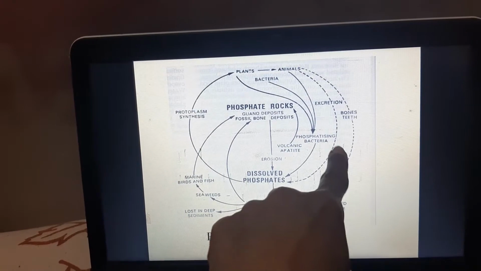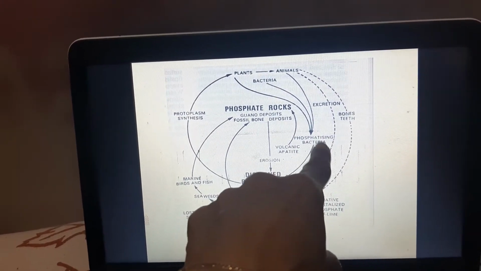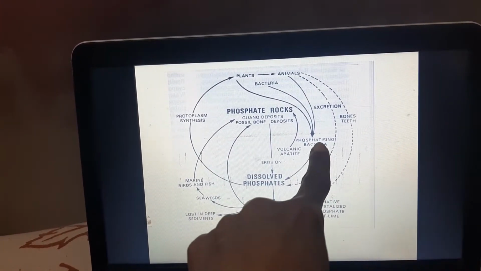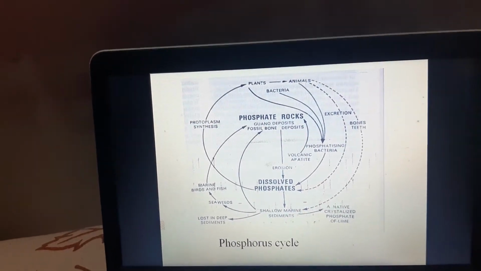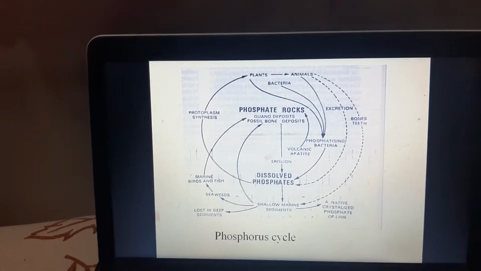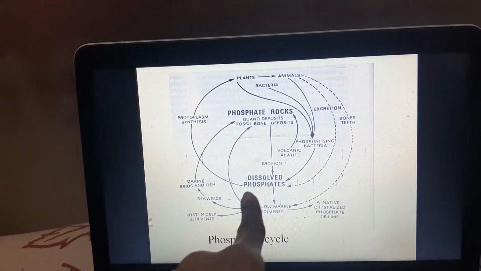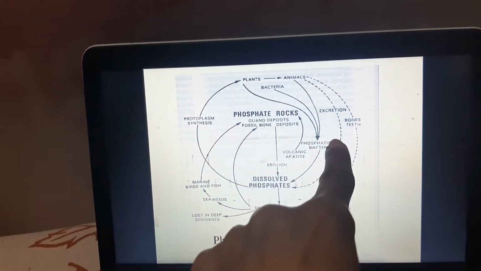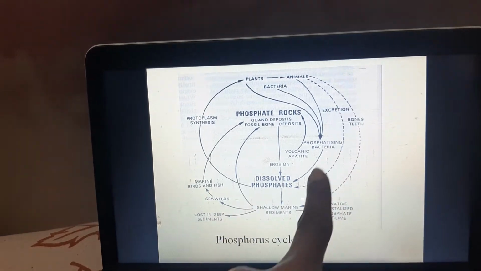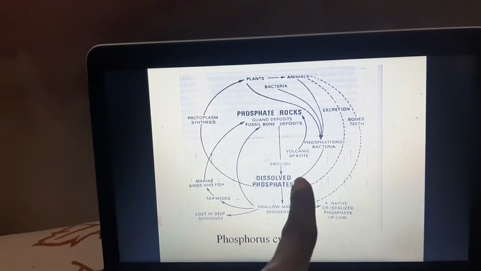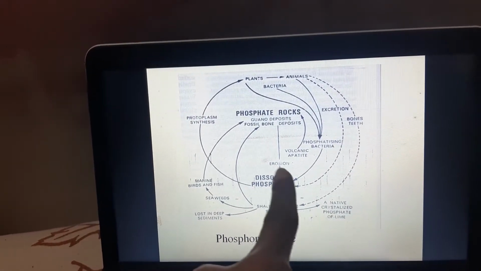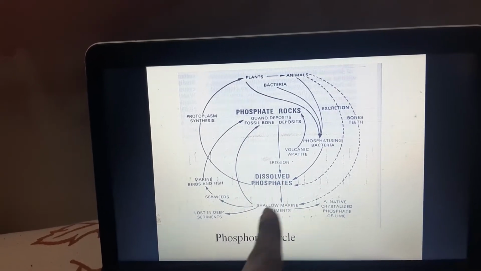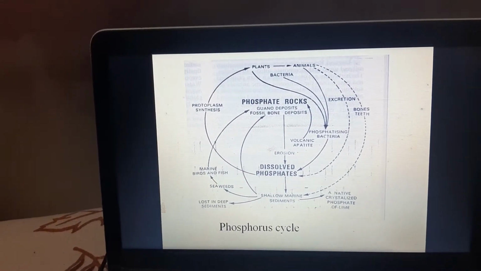The phosphatizing bacteria will act upon the dead plants and convert the phosphate, that is hydrogen phosphate or dihydrogen phosphate, into dissolved phosphates. Another one is when animals excrete, they will add phosphorus again to the soil, and it will be converted to dissolved phosphate by the bacteria.